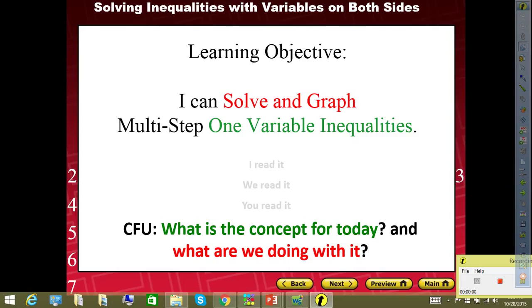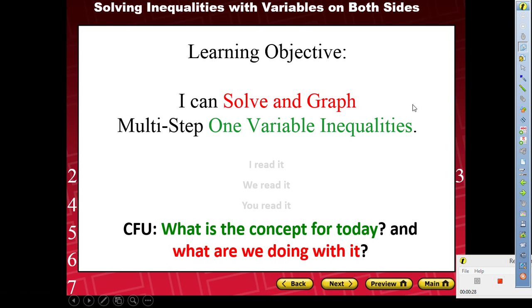Okay, our objective for today: I can solve and graph multi-step one variable inequalities. Let's read together. 1, 2, 3. I can solve and graph multi-step one variable inequalities. So today we're going to continue just adding more steps to what we already started with. And basically today we're going to start looking at inequalities where they have variables on both sides of the inequality symbol. So check this out.